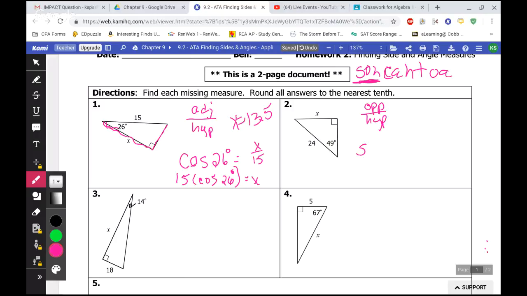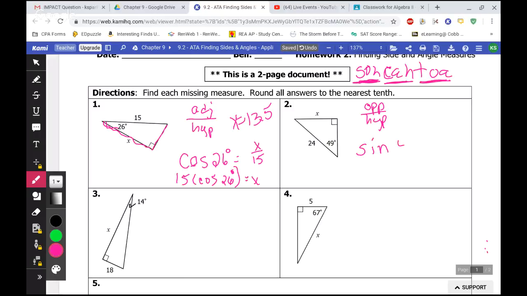And so the sine is opposite over hypotenuse. That's why it's SOH: sine, opposite over hypotenuse. CAH is cosine, adjacent over hypotenuse, and TOA is tangent, opposite over adjacent. So opposite over hypotenuse would be sine. Oh, yeah, okay. Now I understand how that works. Thank you. Yeah, sine.